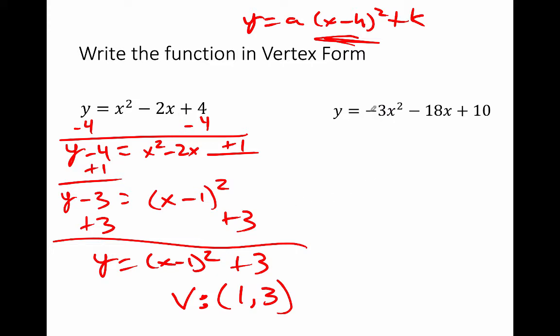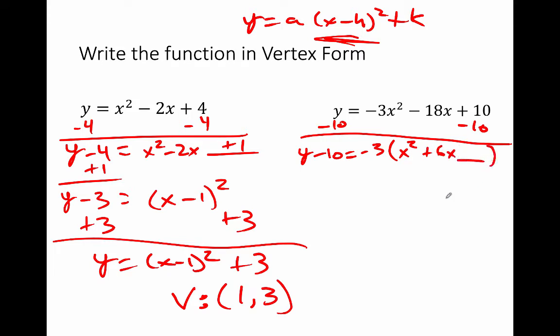Now, this is the big thing. When you have a value of negative 3 there, I move the 10. And now we factor the negative 3 out. That's the big move. It's a new move. And we leave a space inside the parentheses. And now when I complete the square, I do the same thing. I divide by 2, plus 3, square it, plus 9.